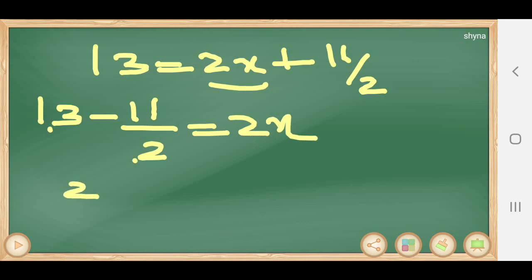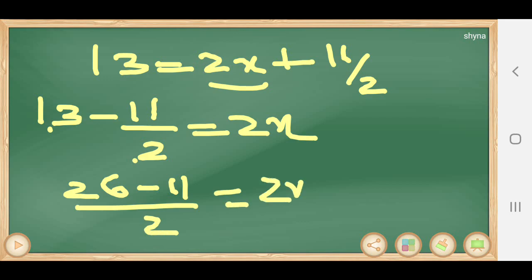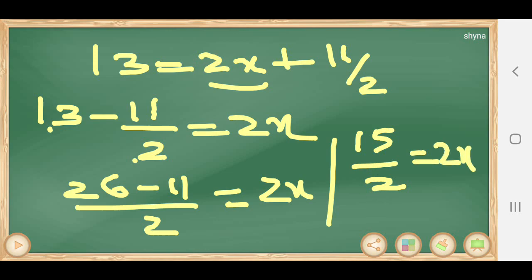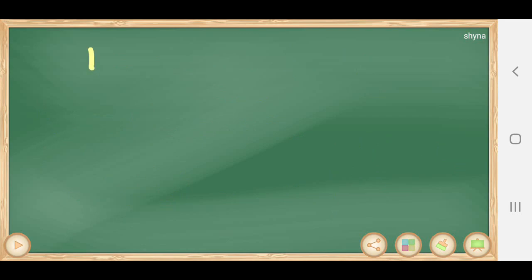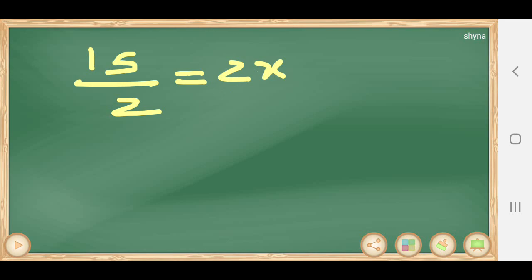13 into 2, 26 minus 11 by 2 equal to 2x. What is 26 minus 11? 15 by 2 equal to 2x. Okay, 15 by 2 equal to 2x. So, yes, we have to find x. It is 2 into x.